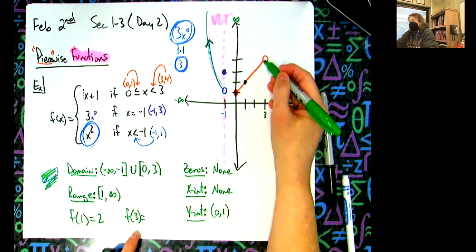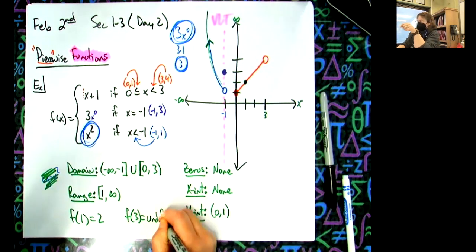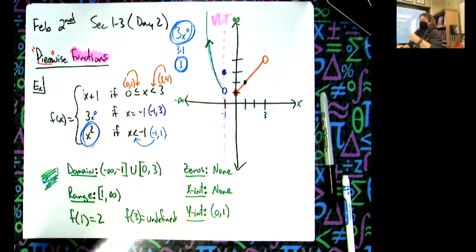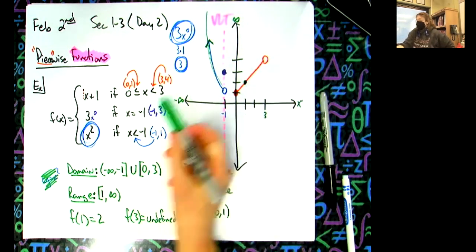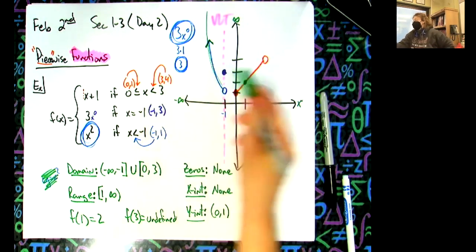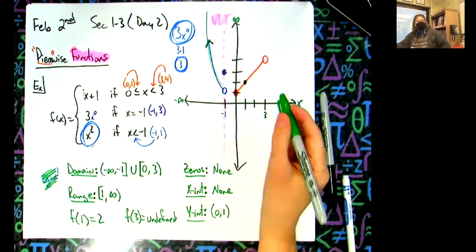So what's my answer for f of 3? Somebody said it: undefined. Does an open dot make it undefined? The open dot makes it undefined because the open dot means it's not included. The less than sign says it's not included. That portion of the function is undefined.